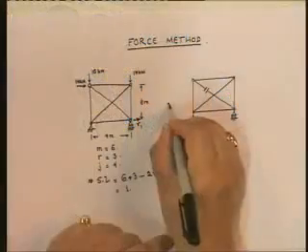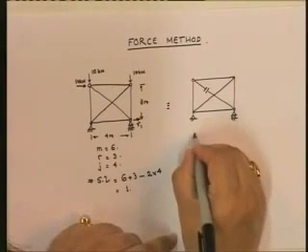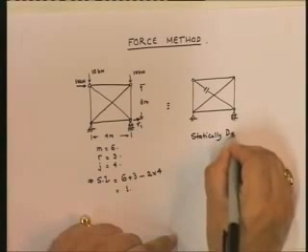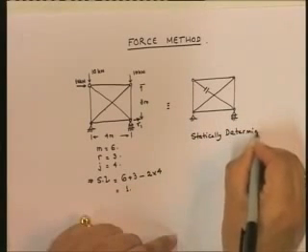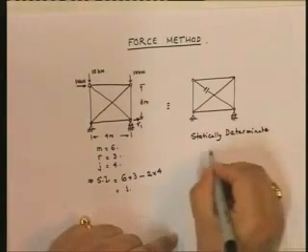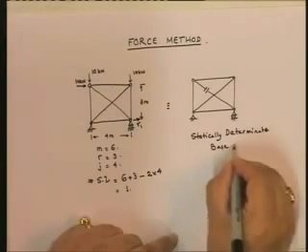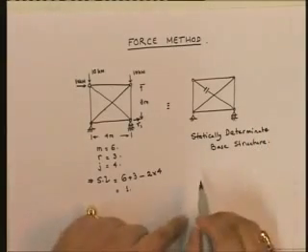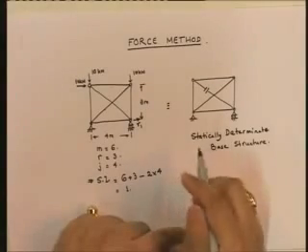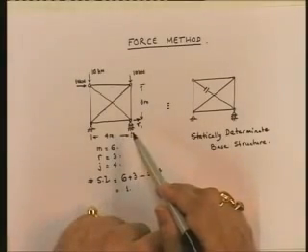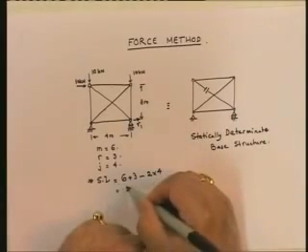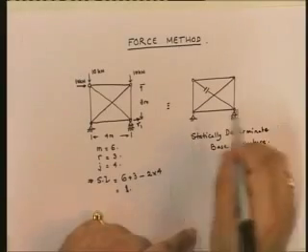The first thing that you do in the force method is you find out the statically determinate base structure. So you find out the statically determinate base structure. In other words, you take the structure, eliminate one of the unknown forces because it's a single degree of indeterminacy. So you have to eliminate one of the unknown forces.